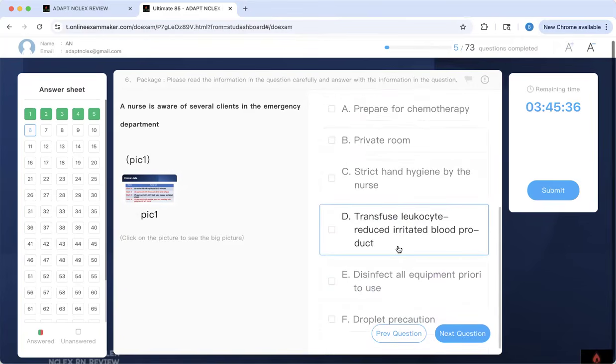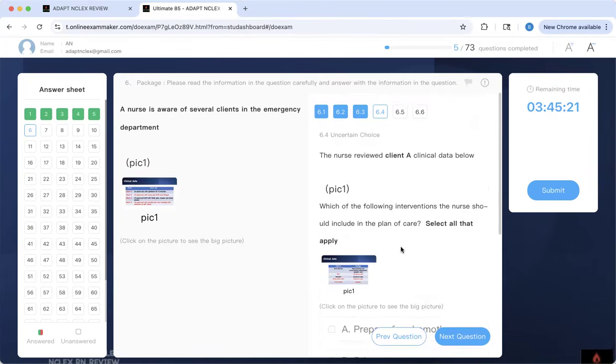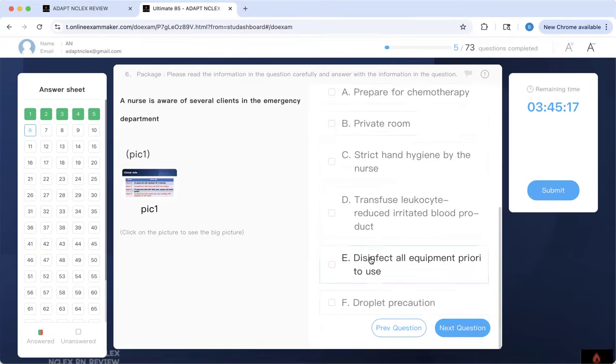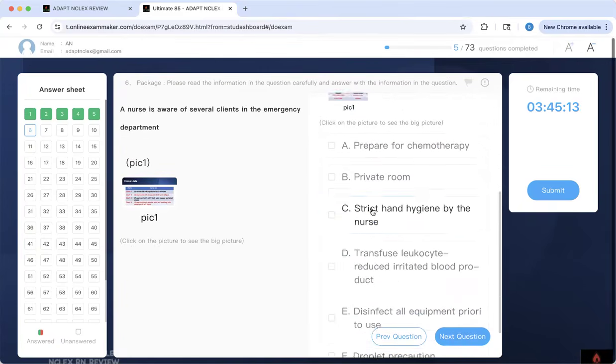Prepare for chemotherapy, private room, strict hand hygiene by the nurse, transfuse leukocyte-reduced irradiated blood products, disinfect all equipment prior to use, droplet precaution. Which of the following interventions should the nurse include in the plan of care? So which of these should you include in the plan of care? What do you think?